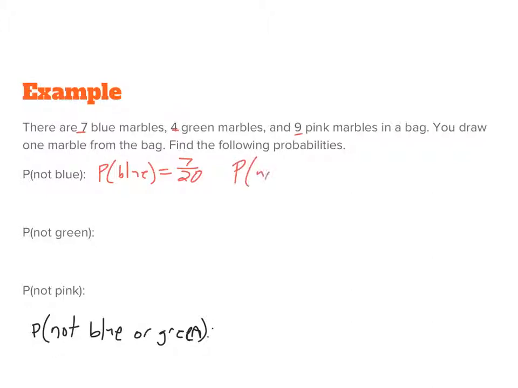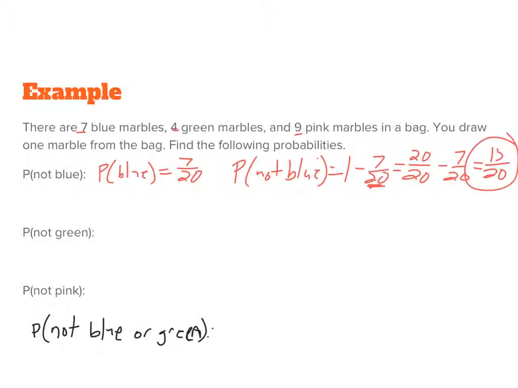So the probability of not blue is going to be 1 minus that 7 over 20. And again, I want to rewrite the 1 as a fraction with the same denominator. So since my denominator is 20, I'm going to rewrite 1 as 20 over 20. So I'm going to take 20 over 20 minus 7 over 20. And that gets me my final answer of 13 over 20.